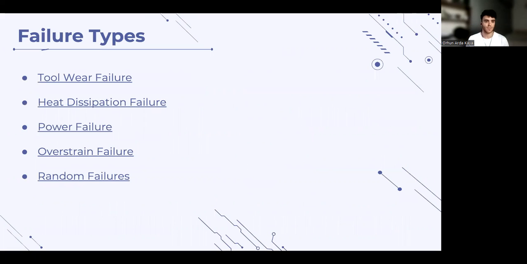Next slide, please. These are our failure types. If the machine fails, we are not just going to say the machine failed. Instead, we are going to say which of these failure types it is: tool-wear failure, heat dissipation failure, power failure, overstrain failure, and random failures.